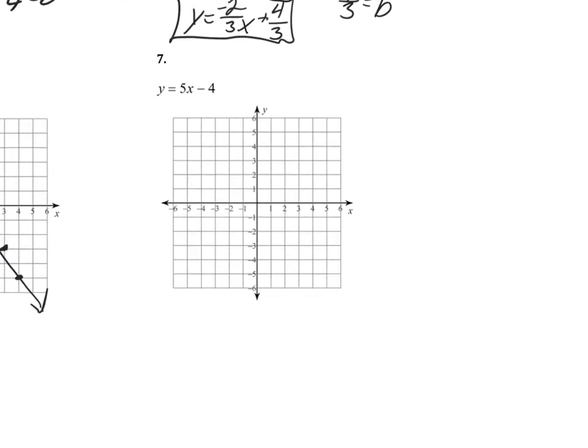My next one, same thing. I'm going to start at -4, put a dot there. Then I'm going to go up 5 over 1 to the right. So up 5, 1, 2, 3, 4, 5 over 1. Up 1, 2, 3, 4, 5 over 1. And then draw another line that connects all of those dots.